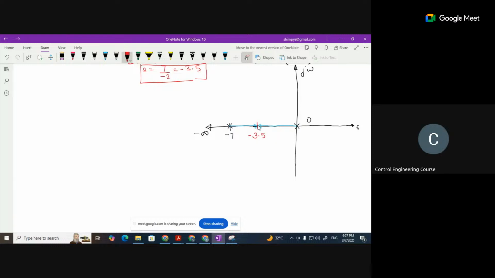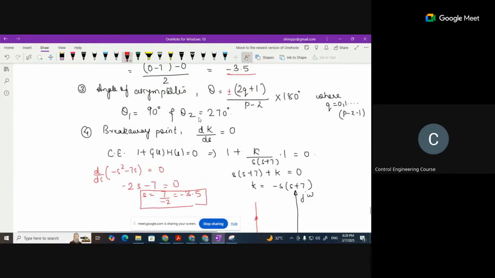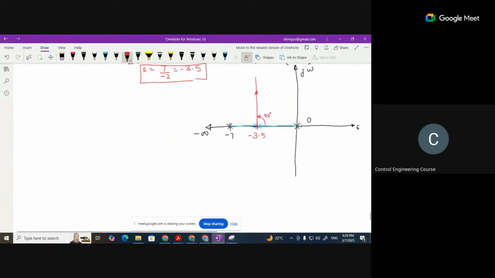Now see the angle of asymptotes. One of the angles you have got as, tell me what it is. Plus 90 degrees. Yeah. So this is your 90 degrees, right? And what is the other angle? 270, right? See, theta 2. So where will 270 be? 90 plus 180, that is 270. So this is how you will be having 270, right? Okay. Clear up till here?